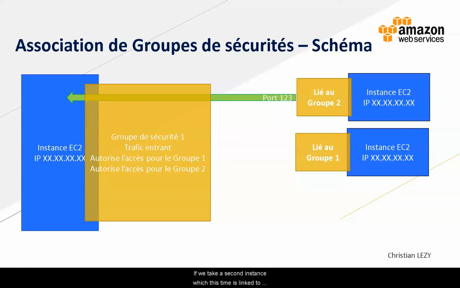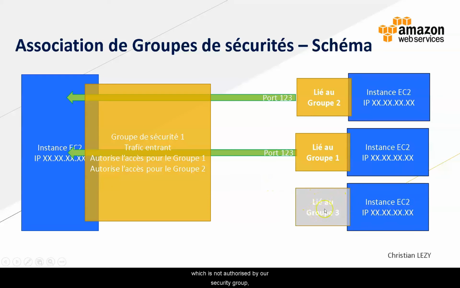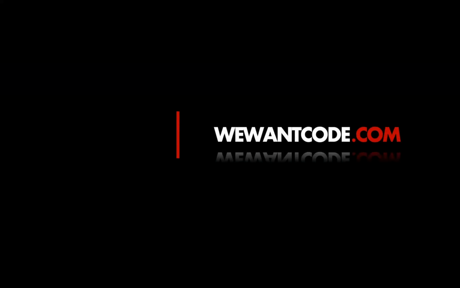If we take a second instance, which this time is linked to the first group, it will also be able to connect to our EC2 instance. Now, if we take an instance that is linked to the group 3, which is not authorized by our security group, it will obviously not be able to connect. That's it for our course on security groups.